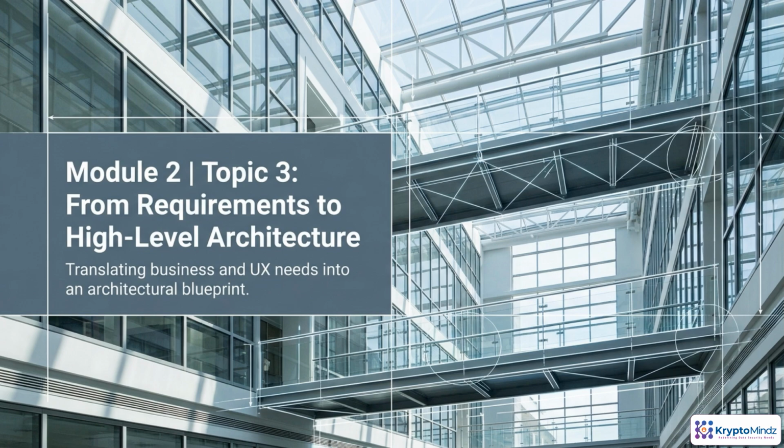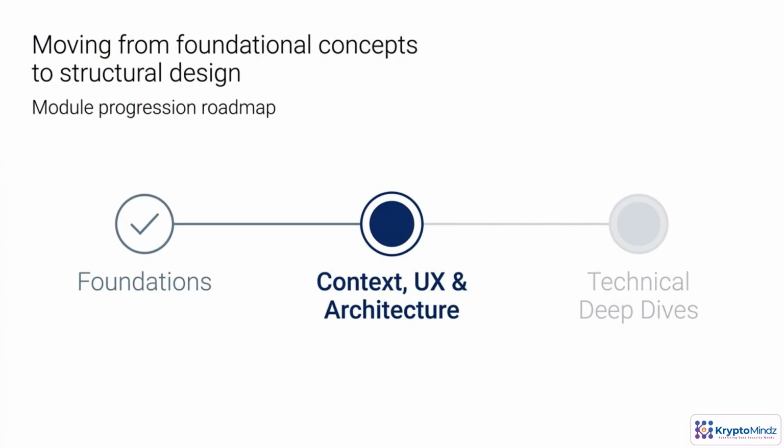Now that we understand the business goals and user journeys, we can turn them into an architectural blueprint. In this topic, you'll see how to identify the key services, sketch an initial component diagram, and set up a solid base for deeper technical design. We'll move through this topic in 3 stages.